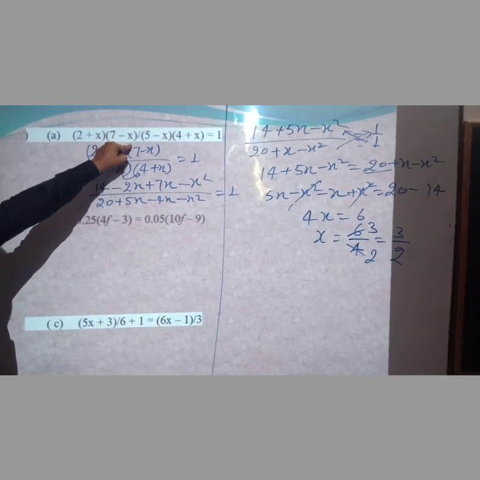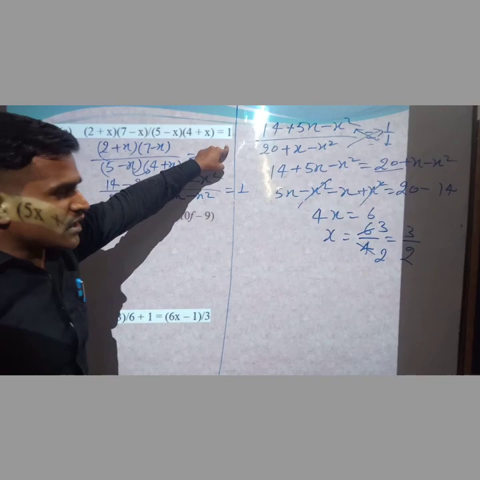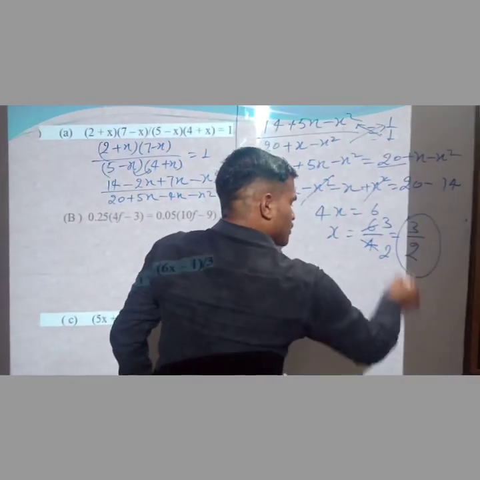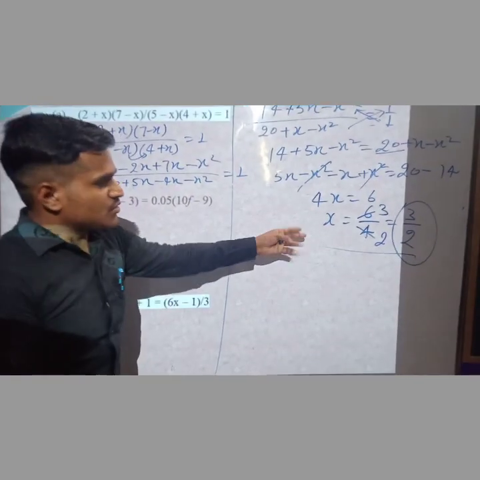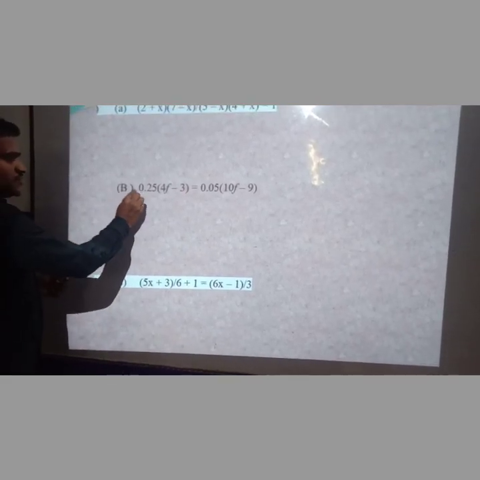It means x is equal to 3 upon 2 is the solution of the equation (2 plus x) into (7 minus x) upon (5 minus x) into (4 plus x) is equal to 1. So what is the solution of this equation? 3 upon 2. Yes, 3 upon 2 is the solution. Is it clear? Okay.